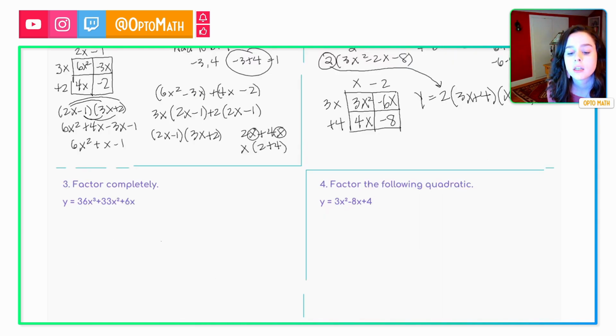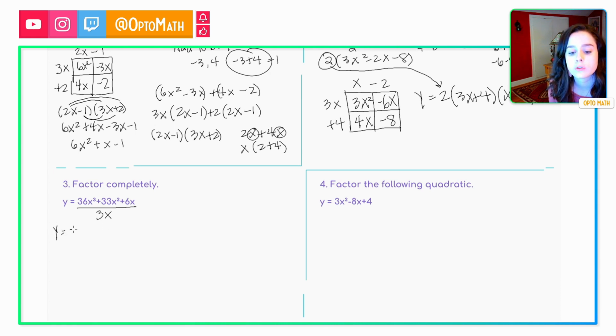Number 3. So we see that it's a cubic. We haven't learned how to factor cubics, so it's possible that this is a GCF. And if you look till the end, you see there's an x in each piece. So we are going to have our GCF to be partly an x. And you may also notice that all of these numbers are multiples of 3. So we're going to take out a 3 as well.